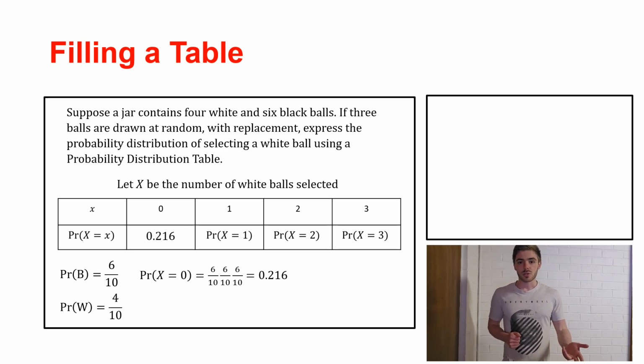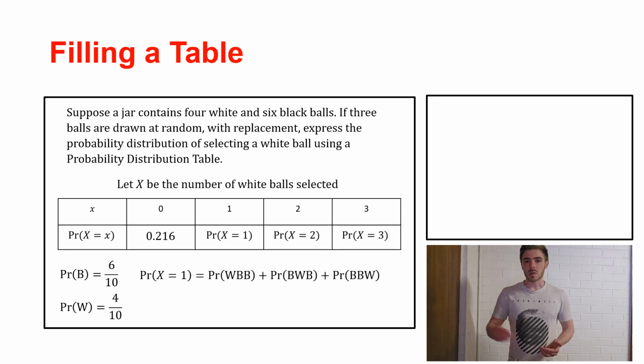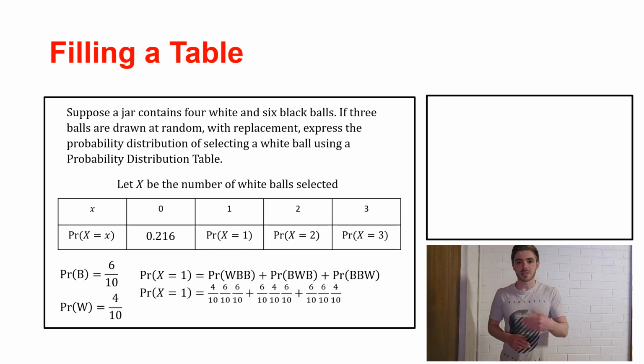For example, if we're going to look at x equals 1, that's getting 1 white ball. But that can occur in 3 different ways. It either occurs in the first slot, the second slot, or the third slot. The probability of getting a white ball is 4 out of 10. So all we're going to do is just sneak that 4 out of 10 into one of the slots of those combinations.